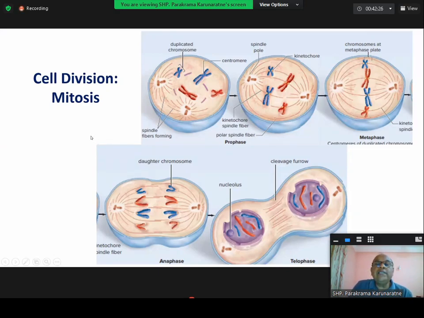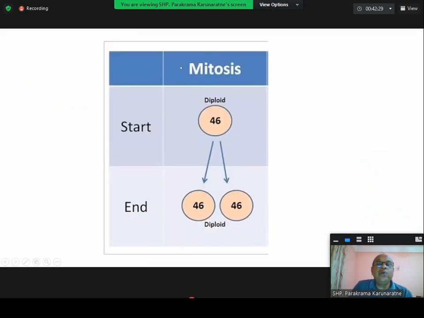Then we go to another type. In mitosis, we had a diploid cell at the start. It had 46 chromosomes, as in humans, in our cells, we have 46. When this cell divides into two, each daughter cell gets 46. This one divided into two, and each gets 46, 46. Right?